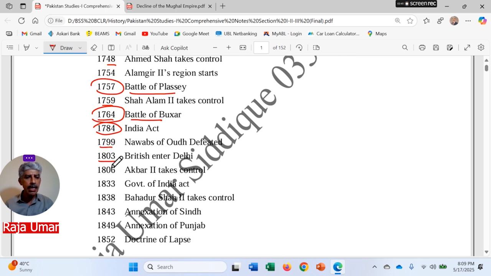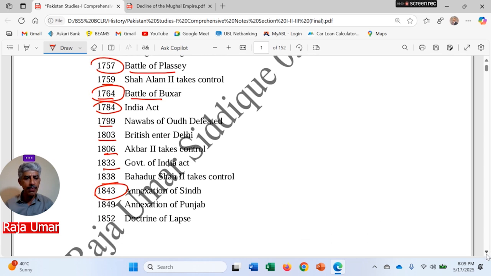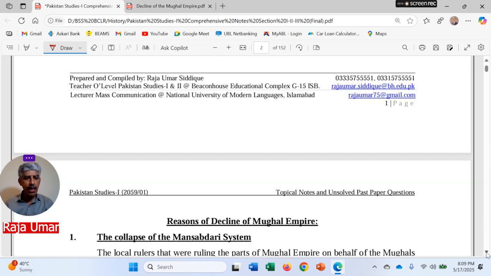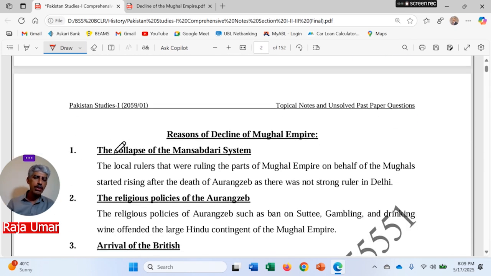The British enter Delhi in 1803. Akbar II takes control in 1806. The Government of India Act of 1833. Bahadur Shah II takes control in 1838. Then the annexation of Sindh in 1843, an important event, and then the annexation of Punjab in 1849, again an important event. The doctrine of lapse was introduced in 1852. And this was the important timeline.